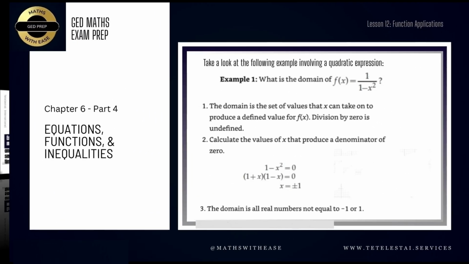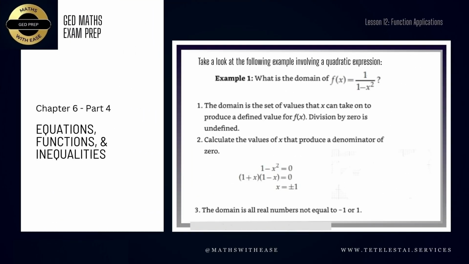This example involves a quadratic expression, and we're told to find the domain of a function f of x equals 1 over 1 minus x squared. So again, we've already established the definition of a domain. We know that it is the set of values that x can take on to produce a defined value or outcome for f of x.